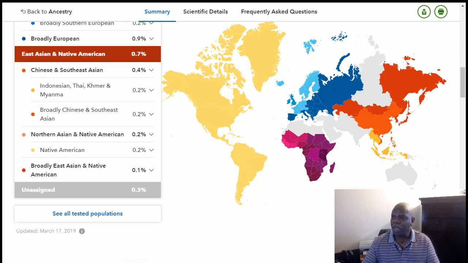Okay. East Asian and Native American, 0.7%. Chinese and South Asian is 0.4%. Indonesian, Thai, Myanmar is 0.2%. And broadly Chinese, Southeast Asian is 2%. 0.2%. So we got to get the zeros there. Okay. North Asian, Native American is 0.2%. And broadly East Asian and Native American is 0.1%. And the unassigned that they can't find yet, 0.3%.